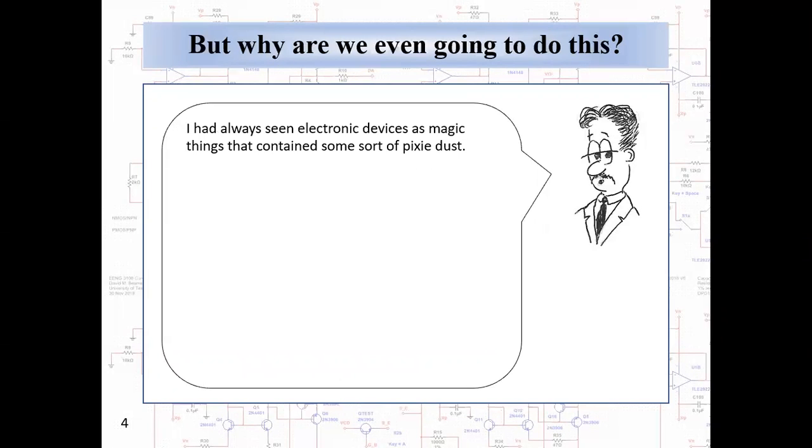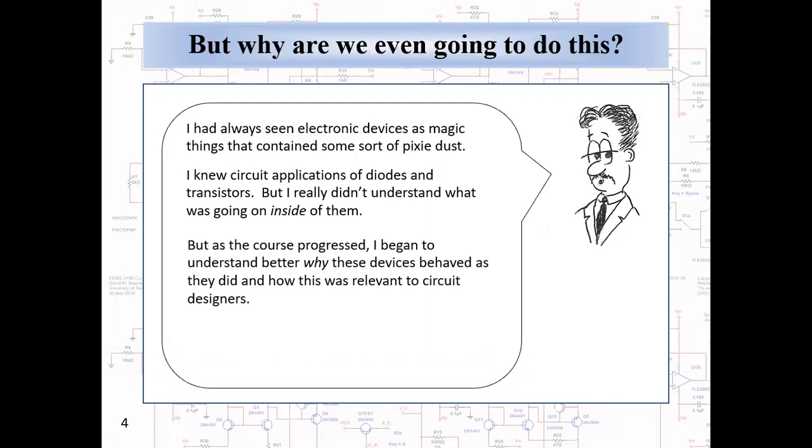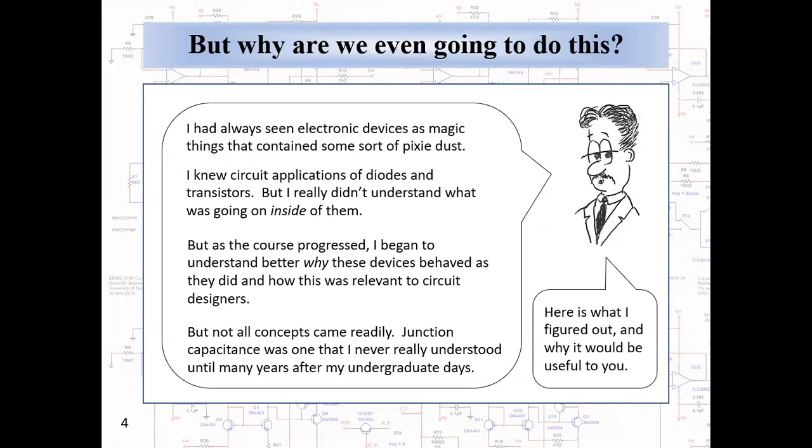I had always seen electronic devices as sort of magic things. I knew circuit applications for diodes and transistors, but I really didn't understand what was going on inside of them. But as the course progressed, I began to understand better why these devices behaved as they did and how this was relevant to circuit designers. But not all the concepts came readily. Junction capacitance was one I never really understood until many years after my undergraduate days. So here's what I figured out and why I think it would be useful for you to know this.